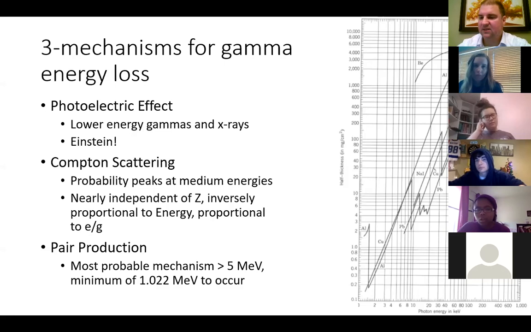And of course, Einstein, this was the thing he won the Nobel Prize for, explaining the photoelectric effect, more so with visible light, but we still see the same mechanism with gamma rays and X-rays.